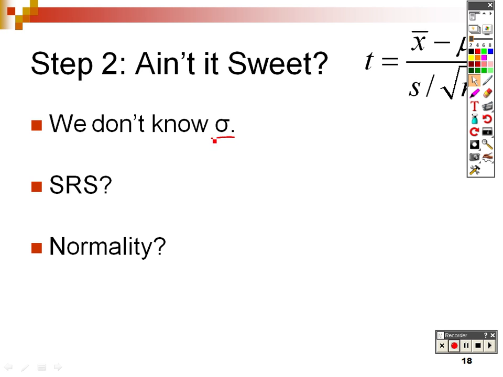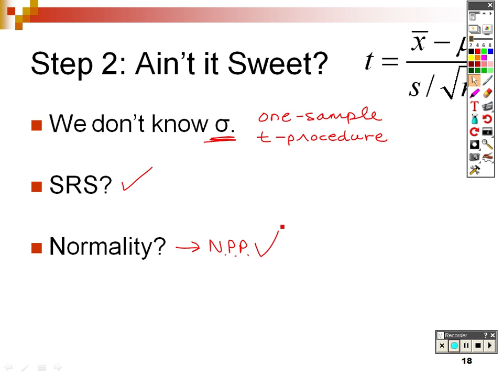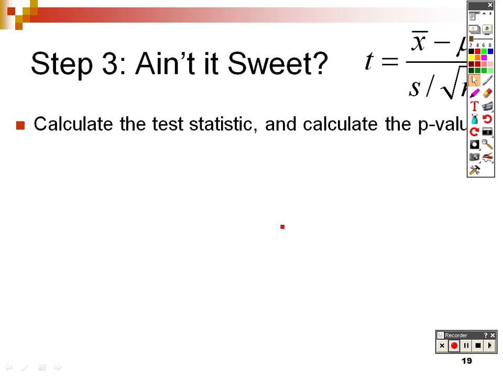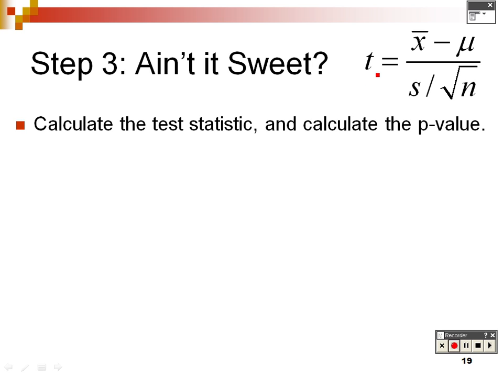First thing to note, we don't know sigma. That means we need to use the one sample T procedure. Okay, is it an SRS? Well, it's not an SRS, but we'll assume it's a well-defined experiment. Is it normal? I checked the normal probability plot, and it was linear enough, so we're good to go there. So now let's calculate the test statistic, and we're working with what you see up here in the corner. The T is equal to x bar minus mu over blah, blah, blah.